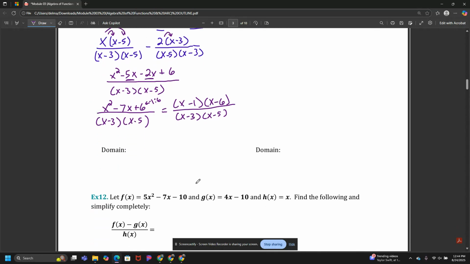Now let's work on that domain. Well, just like before, we know that this bottom of this fraction cannot equal 0, so let's figure out what's going to make it equal 0, and that's what we can't have.